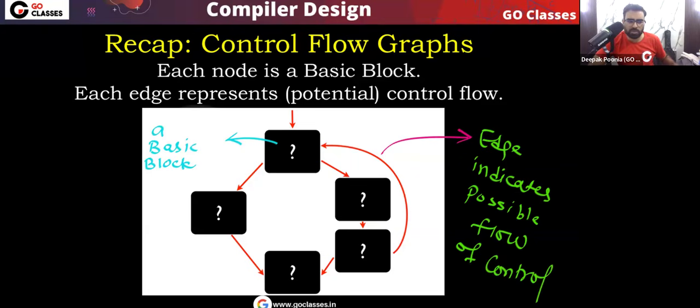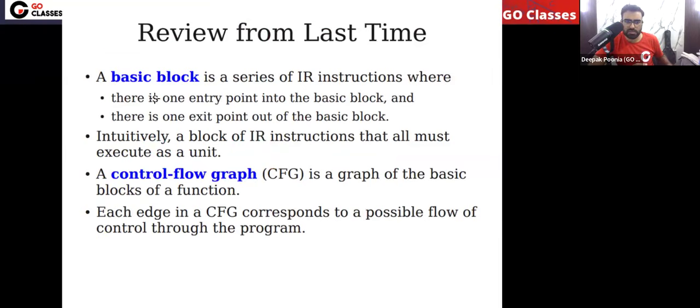Okay. What I mean by possible flow of control, for example, I can say that because of this edge, from this basic block, the control can go to this basic block. Yes or no? But remember, from this basic block, the control cannot directly go to this basic block. So basically, these edges indicate the possible flow of control, how the control is flowing in this control flow graph. And all the nodes, these are the basic blocks. Okay. So this is the review, or I can say recap from the previous lectures.